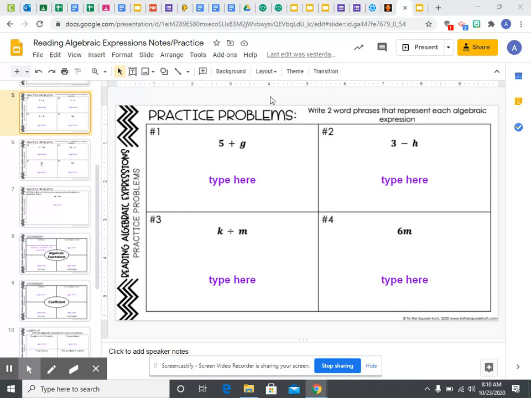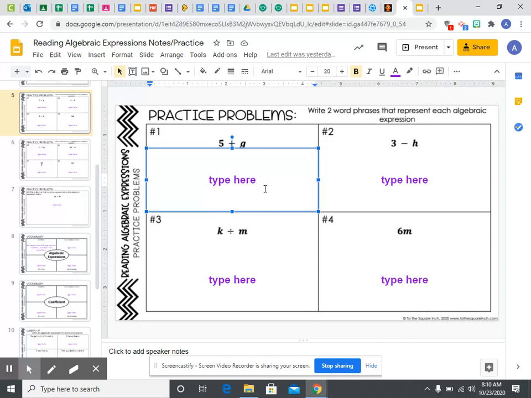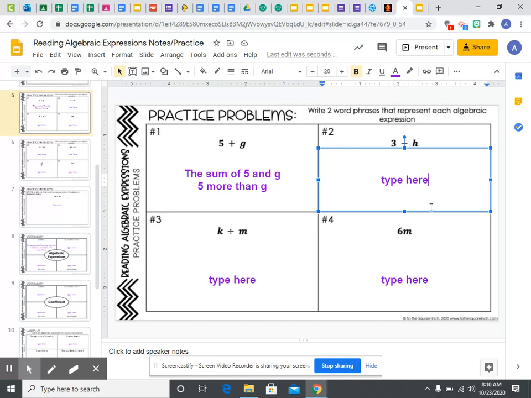Let's see that everybody at least has the first one done. So you can keep typing. On the first one, we got 5 plus G. So what is one word phrase we can do, Bailey? The sum of 5 and G. All right, another word phrase. Natalie? 5 more than G. We can also do 5 greater than G, 5 plus G. Those are 2 more that we could have done if you did those.